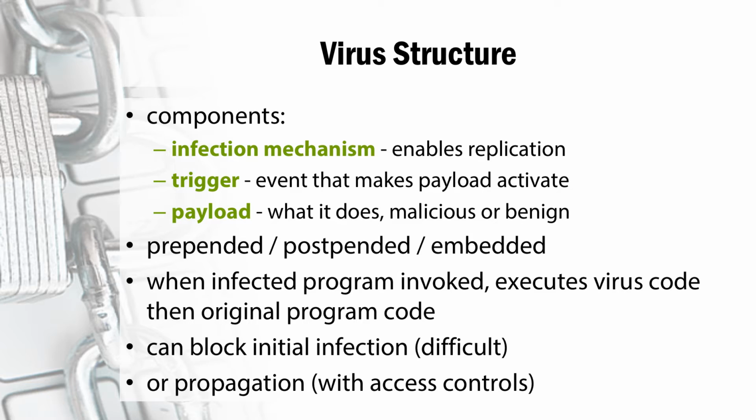The virus structure has three parts. The first, the infection mechanism, is the means by which the virus spreads or propagates, enabling it to replicate. Next, we have the trigger, which is the event or condition that determines when the payload is activated or delivered. Finally, we have the payload, which is what the virus actually does.